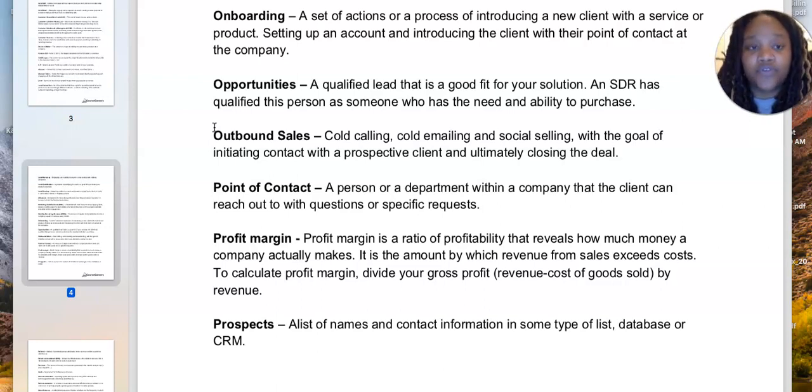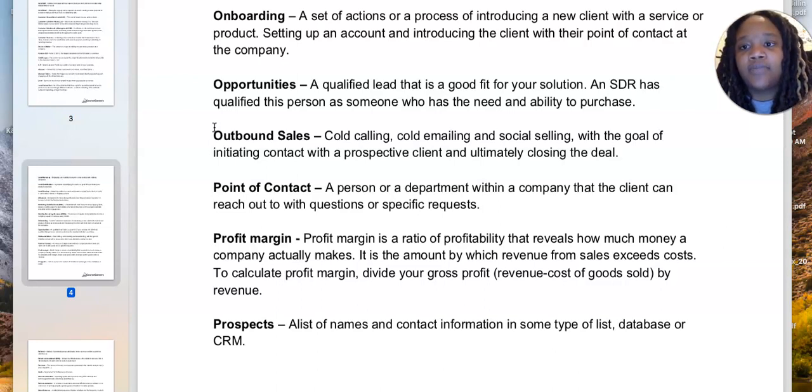Like, for example, when I worked for the government, the project that I was on was for financial budgeting software, right? And it's for the VA, so of course, Veterans Affairs. There's a lot of people that use their service. And so it literally took us about 2 years to get everybody onboarded. So that all depends on how big that deal is. Next, we have opportunities, which is a qualified lead that is a good fit for your solution.